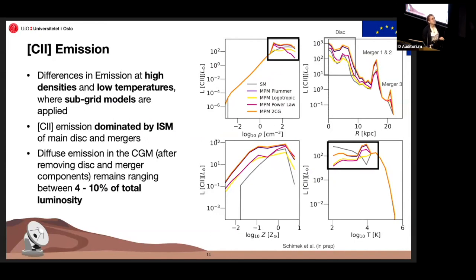Of course, the main part, you can see here, is dominated by the disk and the merger components, but even if we remove that, we get between 4 and 10% of the total emission just from the CGM.